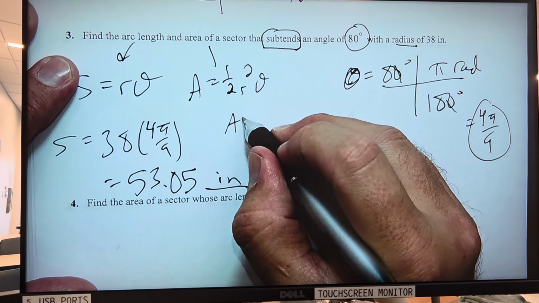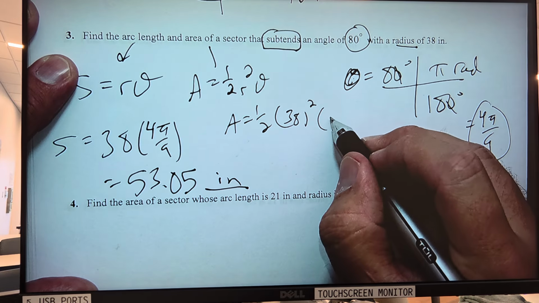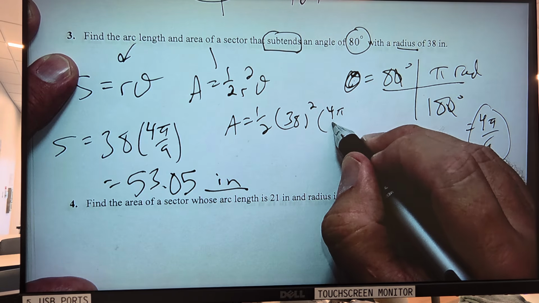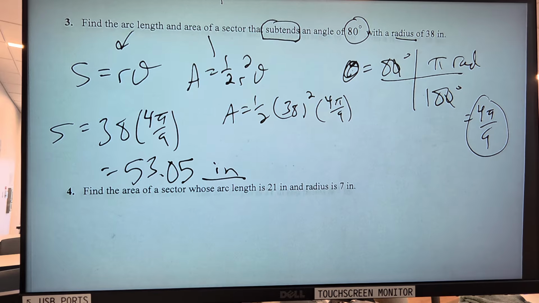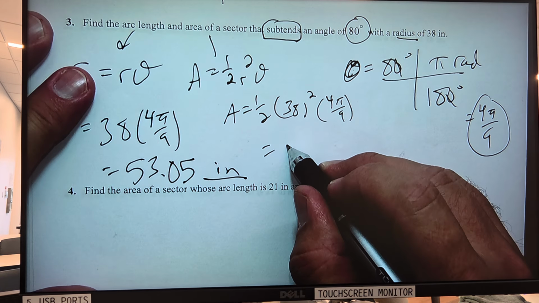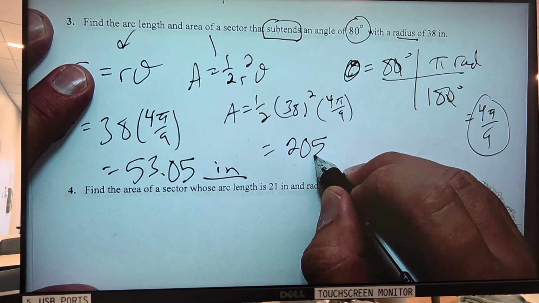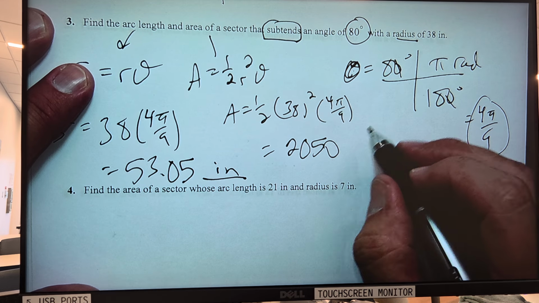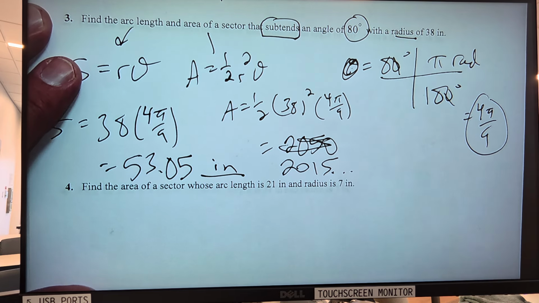And then the area will be 1/2, throw in the radius. Good Lord, that's going to get kind of big. 4 pi over 9. What's that going to be? It's going to be 1,000, I mean, I don't know. 2,000? 2,050? Does that sound right? I'm crowdsourcing this.